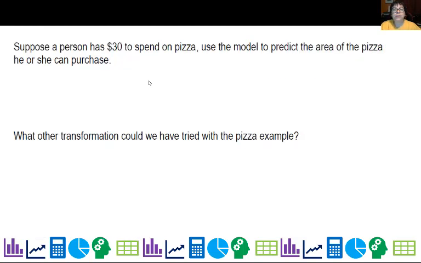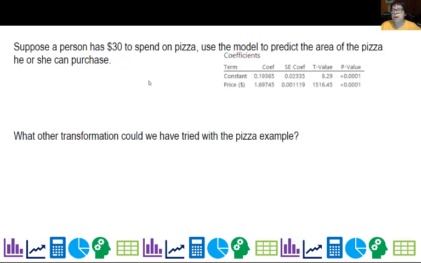We can also use this to make predictions, and you have to be a little careful because it's not exactly a linear fit. In fact, our model from here, remember I was using the response variable as the square root of the area. So that's what I have on the left here, equals 0.19365 plus my coefficient of price.